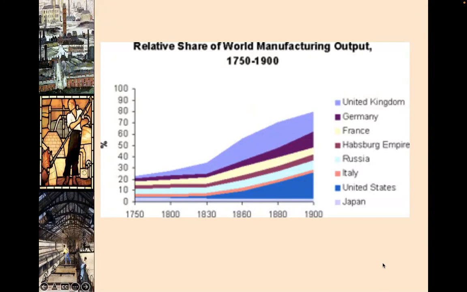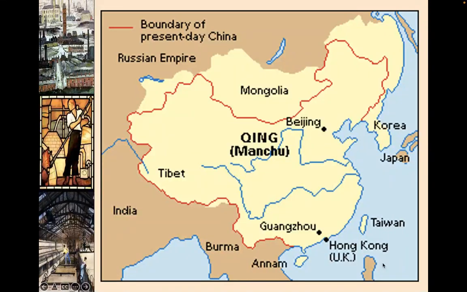But the bottom line is this: the center of manufacture moves from East Asia, South Asia, Southeast Asia, and the Middle East to the West. And it gives states like China a much smaller role. Now, China could have been industrialized. As a matter of fact, during the Song, it almost did industrialize.